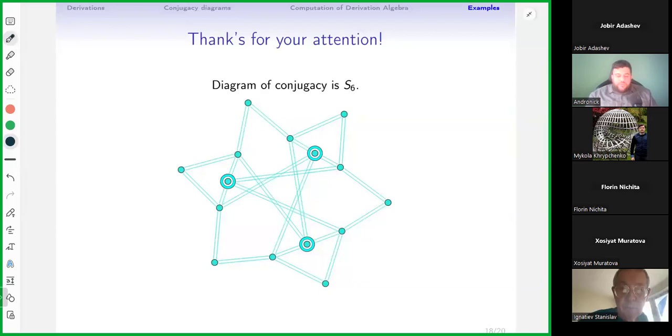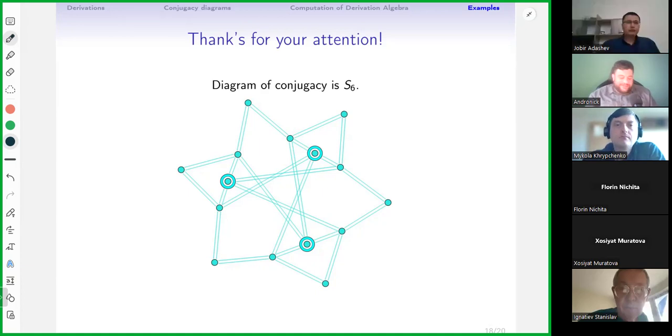Besides, all these derivations are very nice. For example, this is a diagram which was found by my student Ilya Bobrov. It is a diagram in the S6 group.